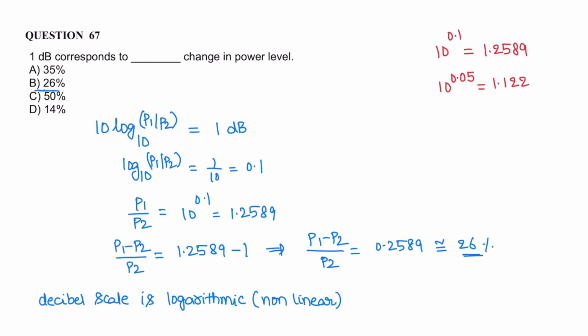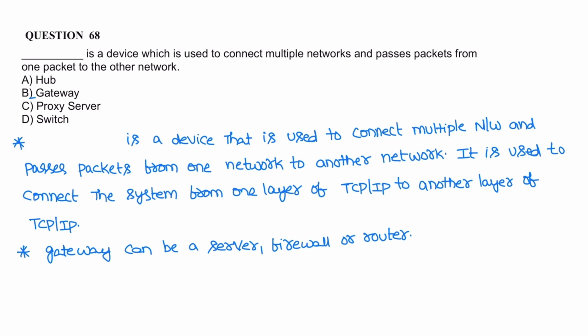Dash is a device which is used to connect multiple networks and passes the packets from one network to another network. Correct option is gateway. Gateway is a device that is used to connect multiple networks and passes packets from one network to another network. It is used to connect the system from one layer of TCP to another layer of TCP. Gateway can be a server, firewall, or a router.